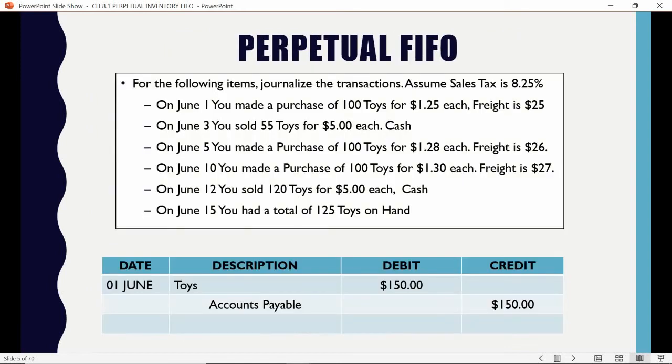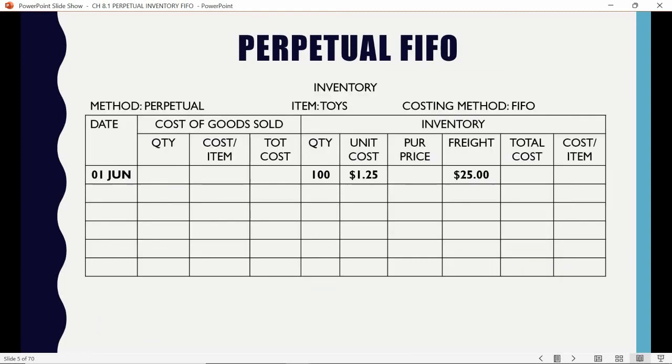So let's take a look at our first example, where we have a couple of scenarios. Number one, on June 1st, we decided to purchase 100 toys at $1.25 each with a freight of $25. Because this is perpetual inventory, we don't refer to this as purchase expense and freight expense. We refer to it as whatever item we bought. So in this case, we have toys.